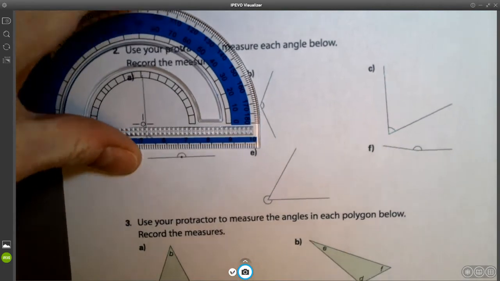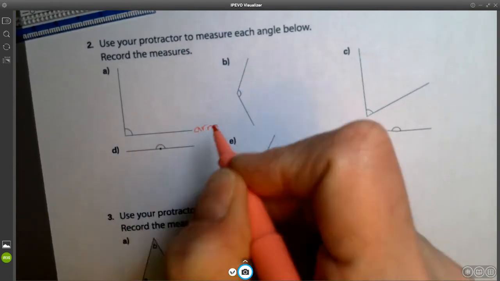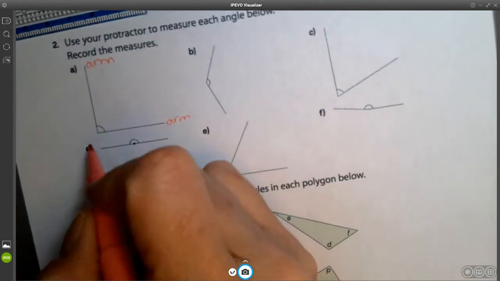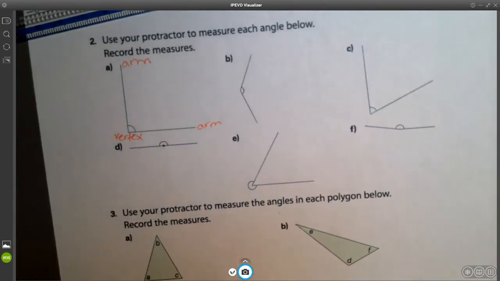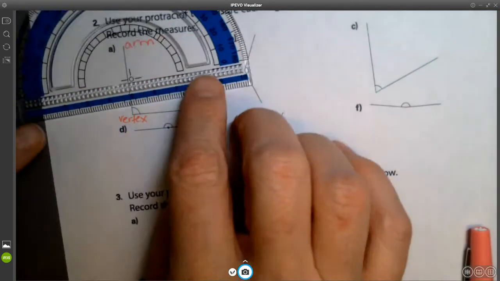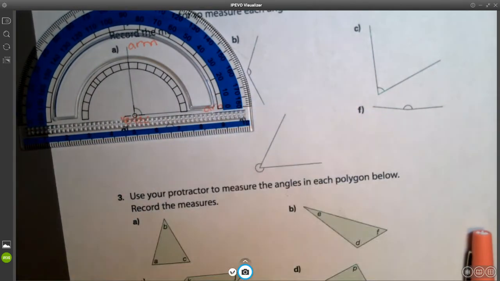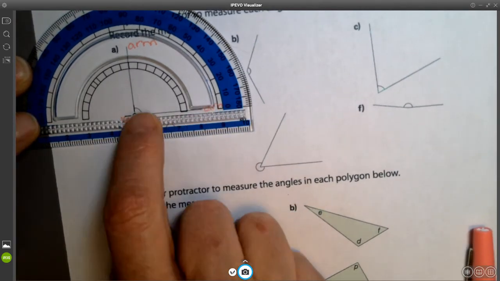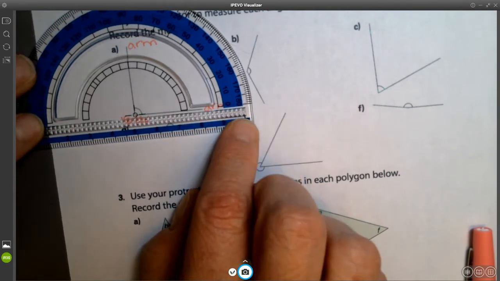So let's remember, we have two arms on each angle, and we have the vertex, which is the corner or the elbow of the angle. So I'm going to center my protractor on the vertex. And I also want to make sure that one arm is extending right along this baseline of my protractor so that I'm getting a very straight line there.